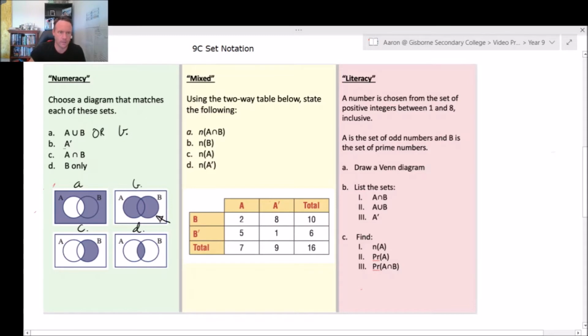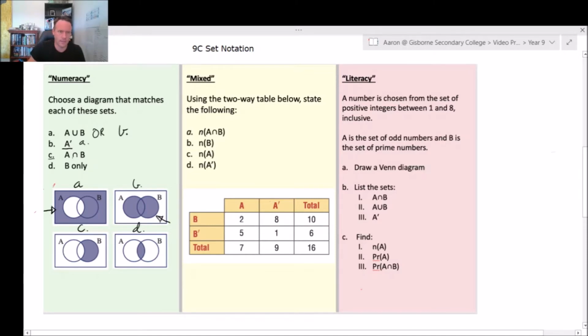Then this one, that little comma at the top there, tells me that I'm looking for everything that's not in A. When I scan across, everything that's highlighted is everything that's not in A. So it includes part of B and the universal space on the outside, but none of A is highlighted. A there.